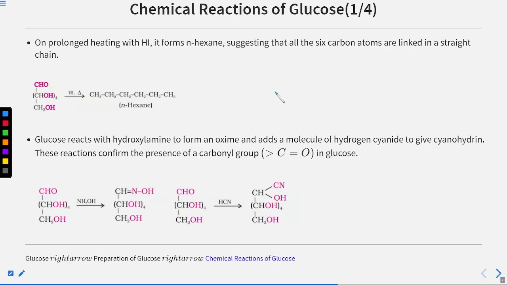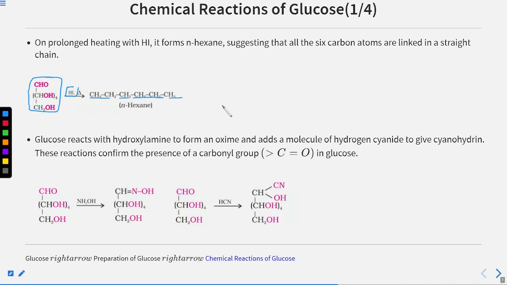So we were on the chemical reactions. What are the chemical reactions that can be done on glucose? First of all, we have done the reduction. How have we done the reduction? We have taken glucose and heated it with HI. Then what do we get? We get a chain of hexane.